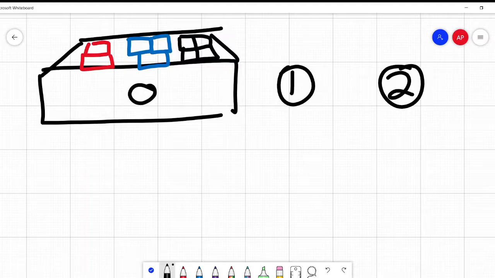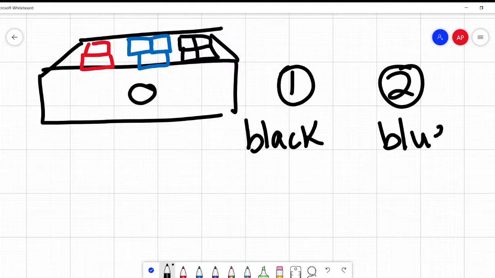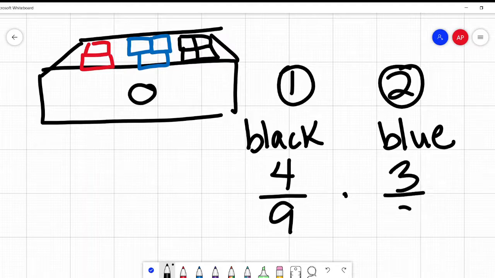Okay, what are the odds that the first pair is black and the second pair is blue? Right, so first one is still pretty straightforward. There's 9 pairs of socks in the drawer. 4 of them are black. 4 out of 9 are black. You go, okay, well, how many are blue? 3. 3 out of 9 are blue.